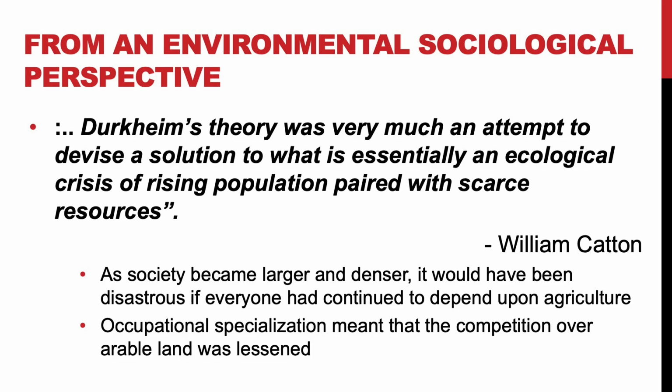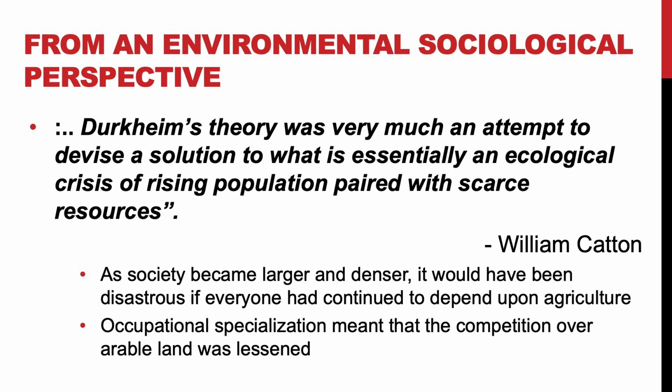We can understand that as society became larger and denser with increasing population, with an increase in the moral and material density of population, it would have been disastrous if everyone had continued to depend upon agriculture. Therefore, division of labor and specialization perhaps was a solution to the ecological crisis of the time. Occupational specialization, the transformation from one kind of solidarity to another, was a solution to the ecological crisis of rising population and of resource shortage. With a rising population, it may become difficult if everyone were involved in agriculture. So with the division of labor and occupational specialization, society perhaps found a solution to the ecological crisis.